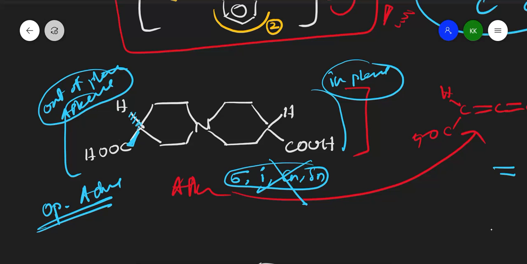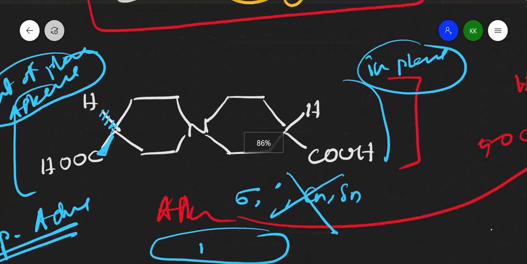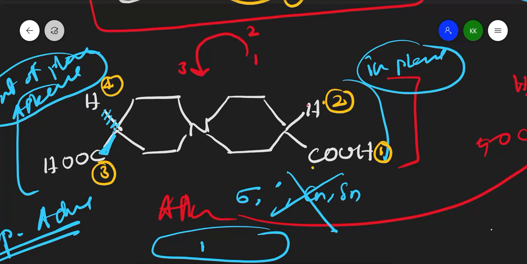So this is the thing. If they ask you for R and S nomenclature, no need to worry. Just assume that this is in plane. This COOH is more bulky than the hydrogen, so first priority to this, second priority to this hydrogen. Coming to the other end, third priority to this COOH and fourth priority to this H. If you see the arrow, it goes 1, 2, 3, because 1 is here, 2 is here, and 3 is here, moving anti-clockwise.